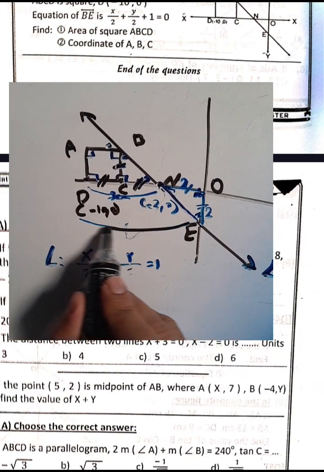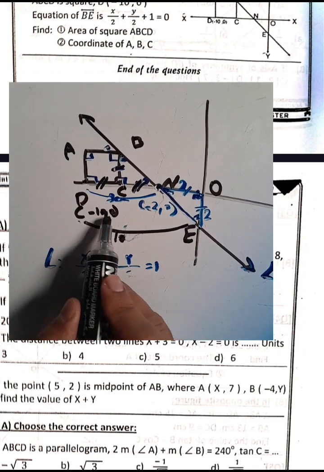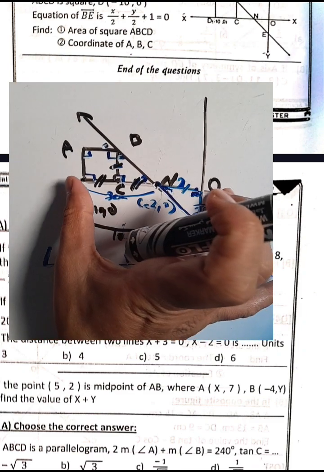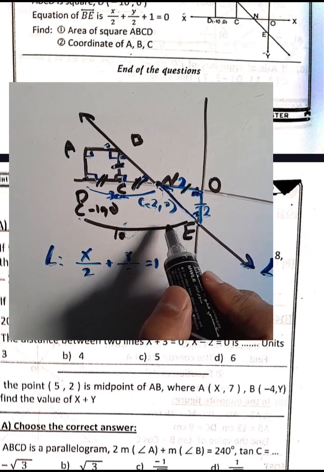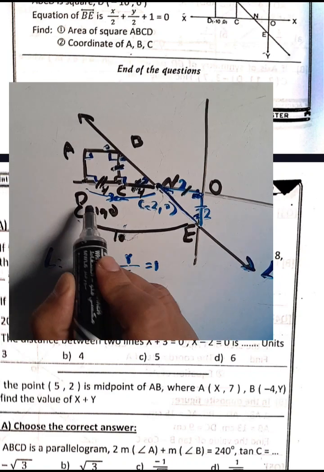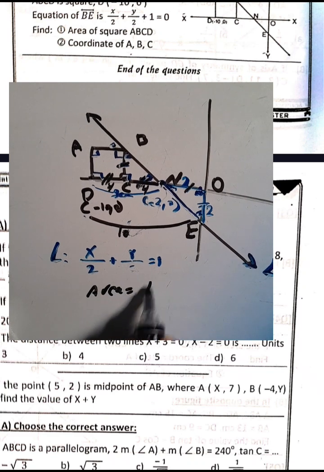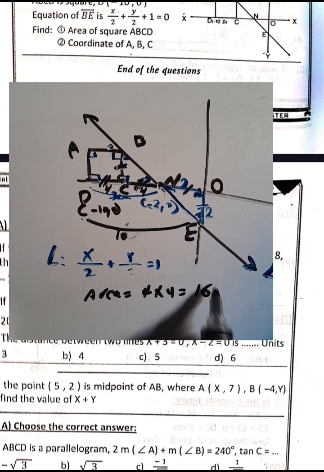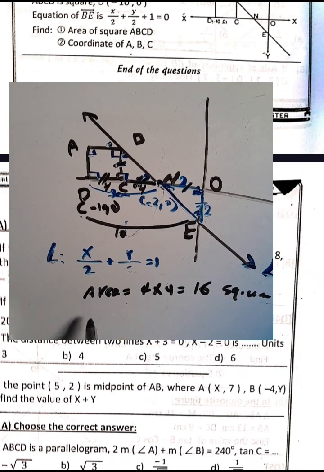We have here the length 10 units because the coordinates of the point D are -10 and 0. Then the length of ED equals 10. 10 minus this part, which was 2. 10 minus 2 will be 8. 8 divided by 2 equals 4. This side length was 4, and this side length was 4. Then you can find the area of the square. 4 times 4 equals 16 square units. Okay, that's the area of the square.